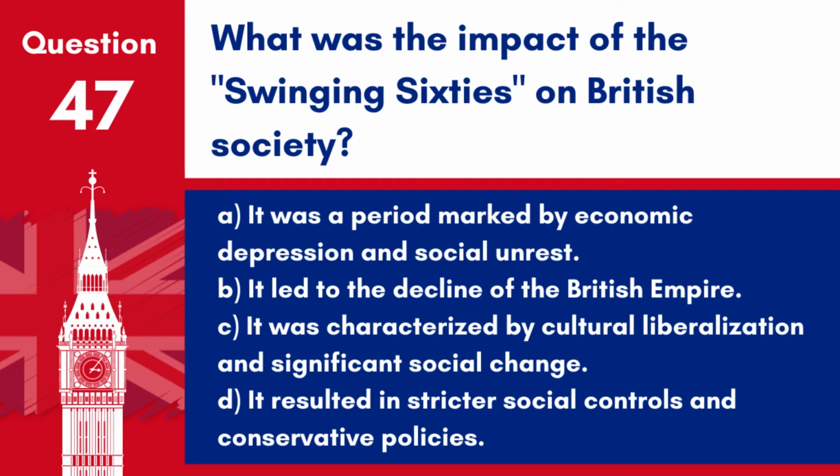Question 47. What was the impact of the swinging 60s on British society? A. It was a period marked by economic depression and social unrest. B. It led to the decline of the British Empire. C. It was characterized by cultural liberalization and significant social change. D. It resulted in stricter social controls and conservative policies.